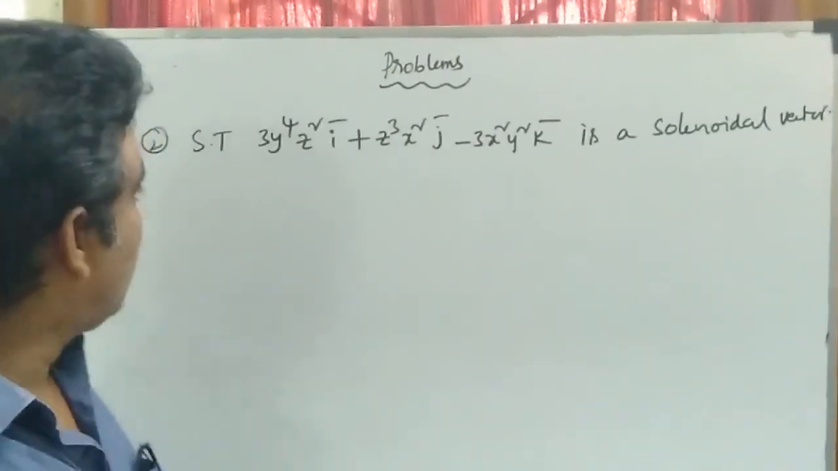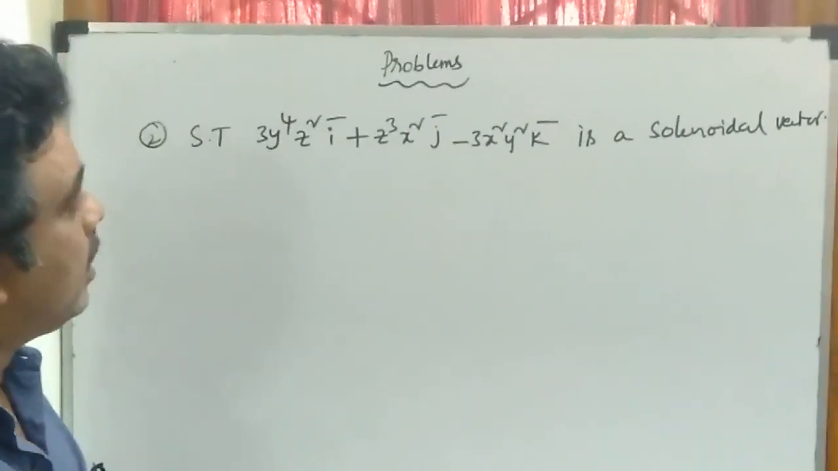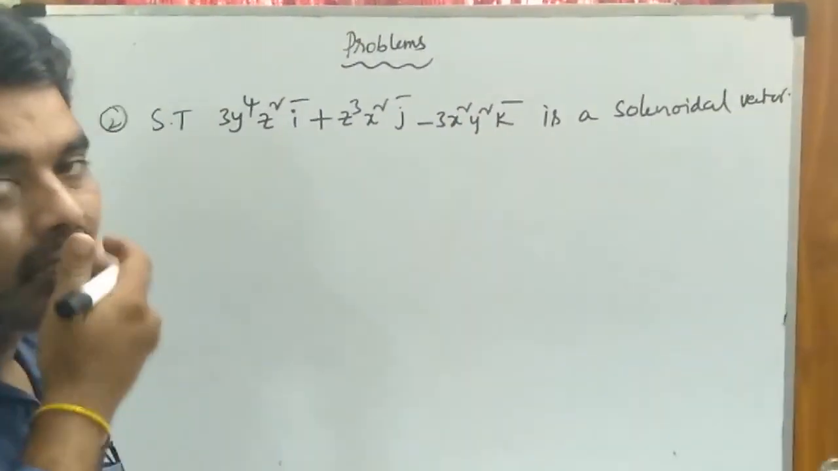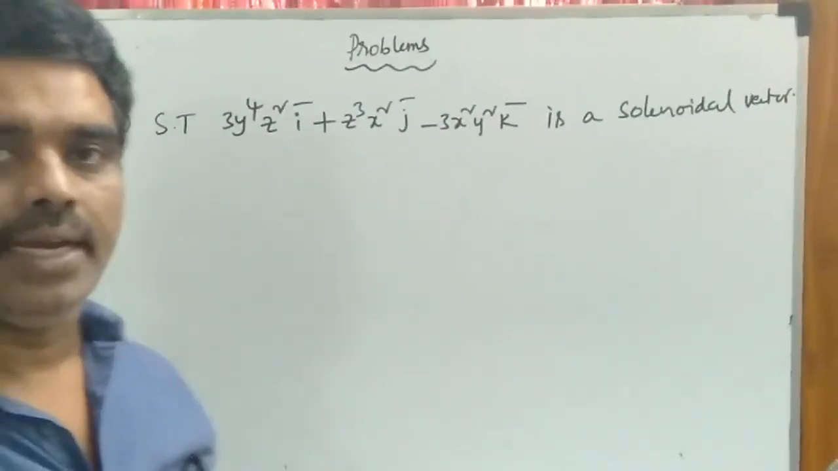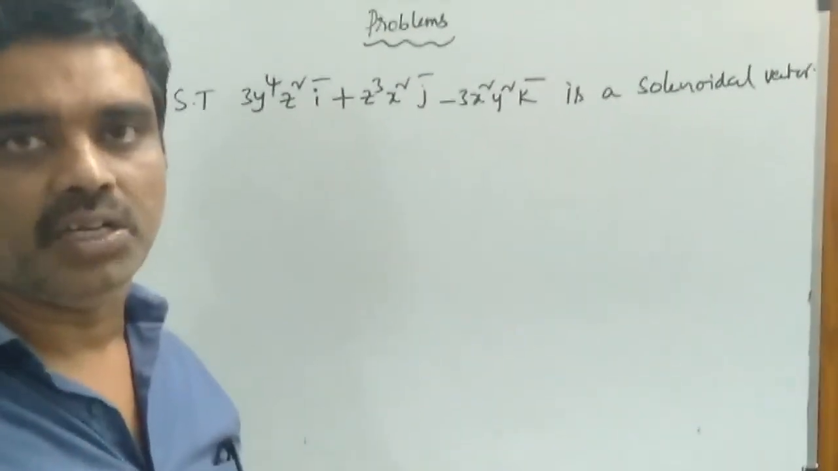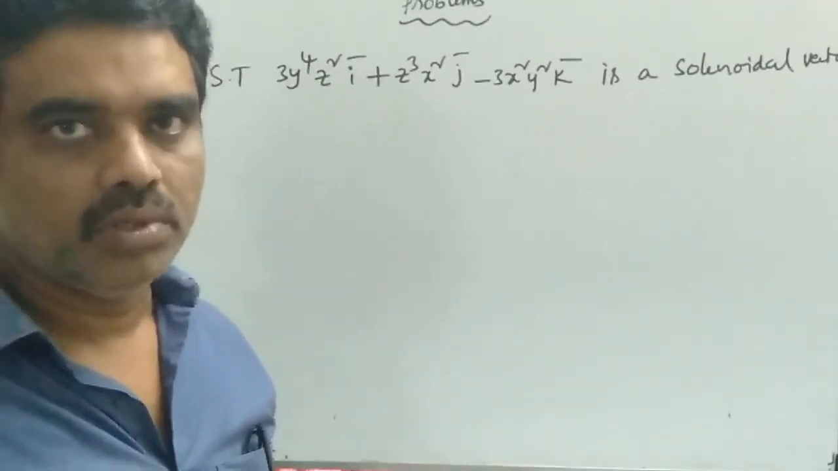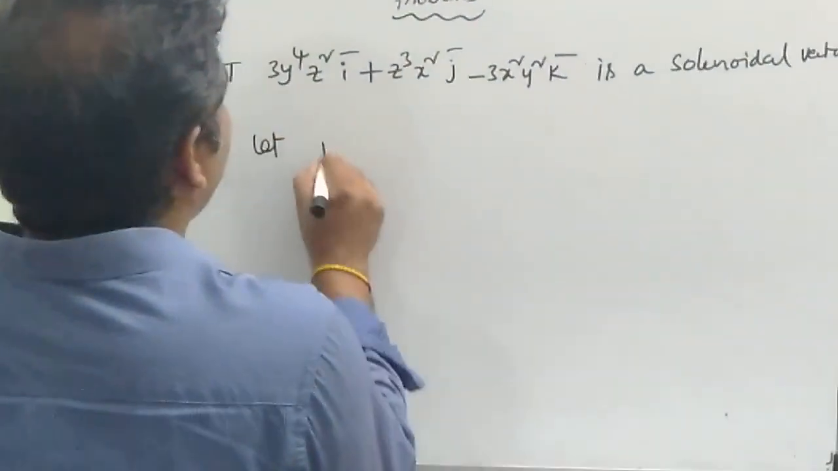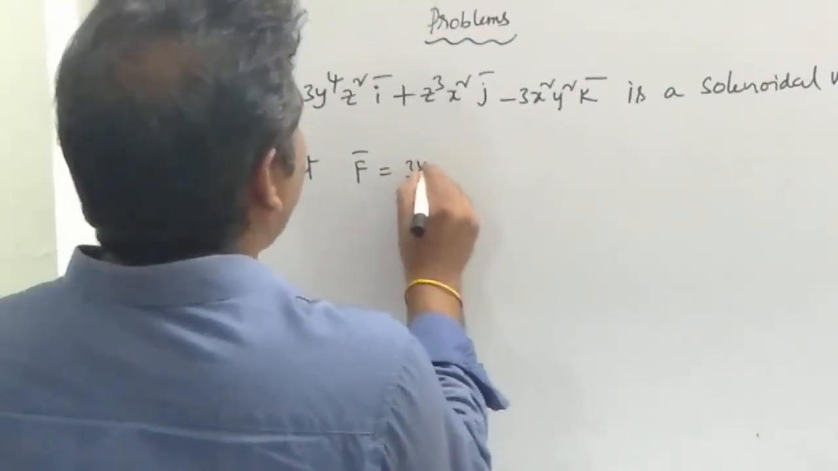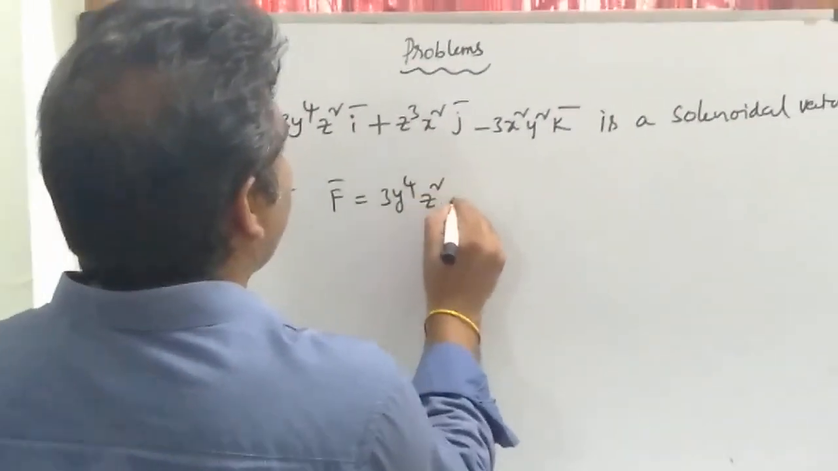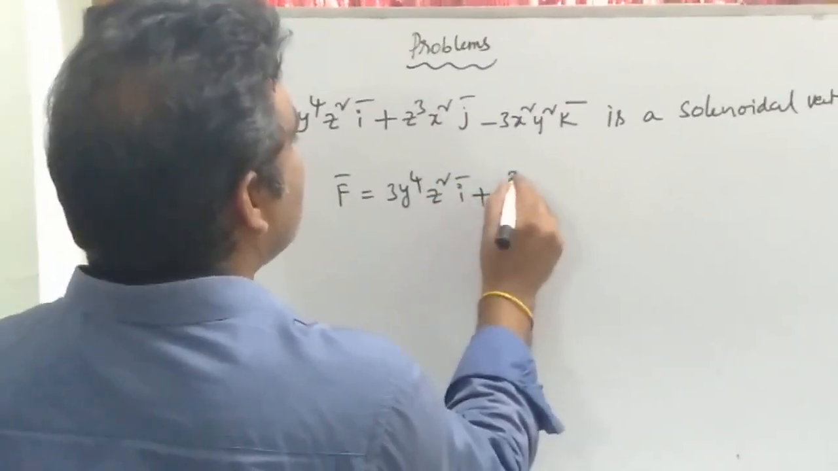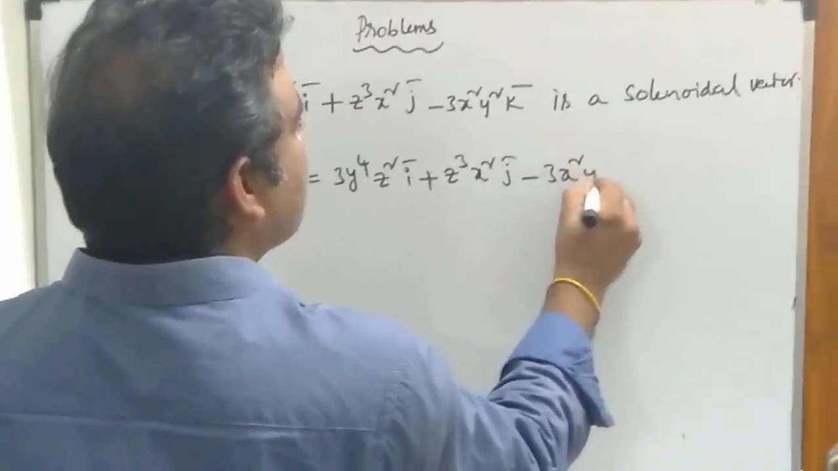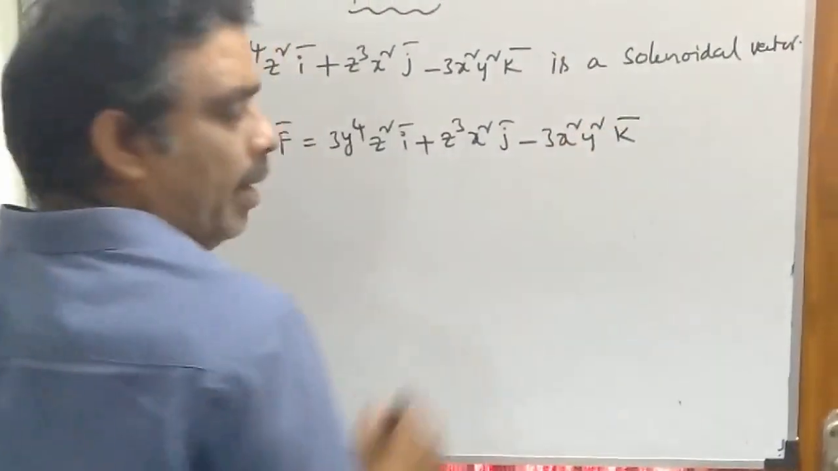The next problem, second problem. Show that the vector is a solenoidal vector. We know that a vector f bar is solenoidal vector if div f bar is equal to 0. Solution. Let f bar is equal to 3y power 4 z square i bar plus z cube x square j bar minus 3x square y square into k bar.